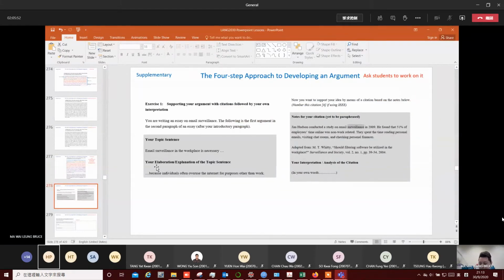Now, let's say that I want to show you how I paraphrase a cited source, and how I incorporate the paraphrase as part of my argument with the 4 steps. Imagine I'm writing an essay on email surveillance. The following is the first argument in the second paragraph of my essay. So the topic sentence is provided. Email surveillance in workplace is necessary. Now, I also provide the elaboration, the explanation, because individuals often overuse the internet for purposes other than work.